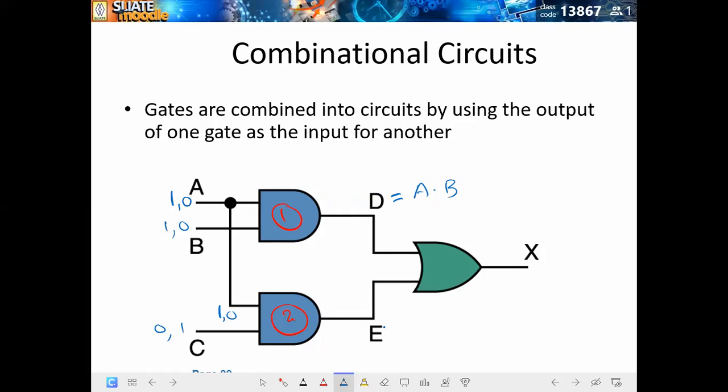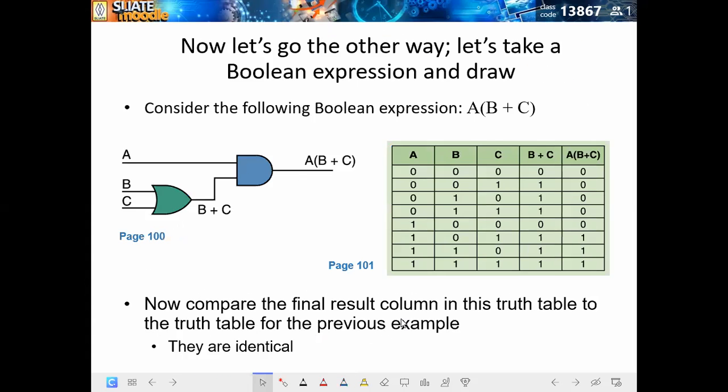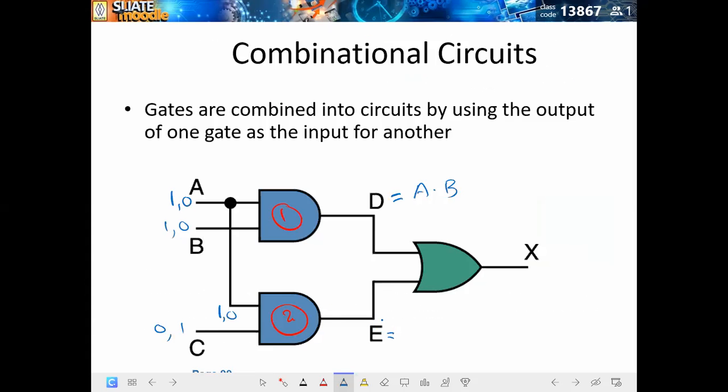Then the output of E. The output of this AND gate is E. Then E equals... What does E become? The two inputs affecting E are C and A. So A and C, because this is an AND gate, so we have to write it in this manner, A and C. Right. Now we know these two outputs in terms of the inputs.